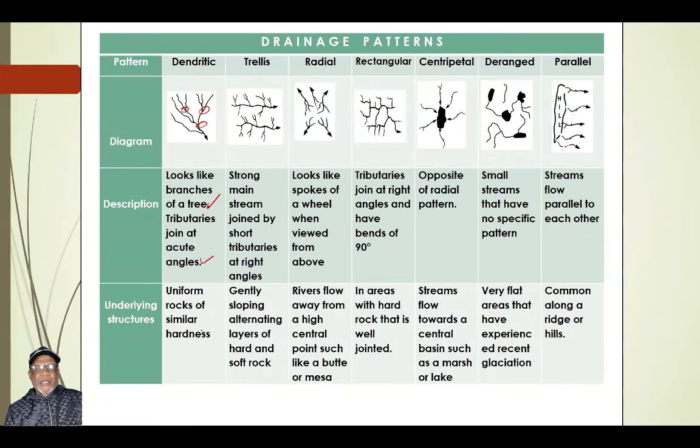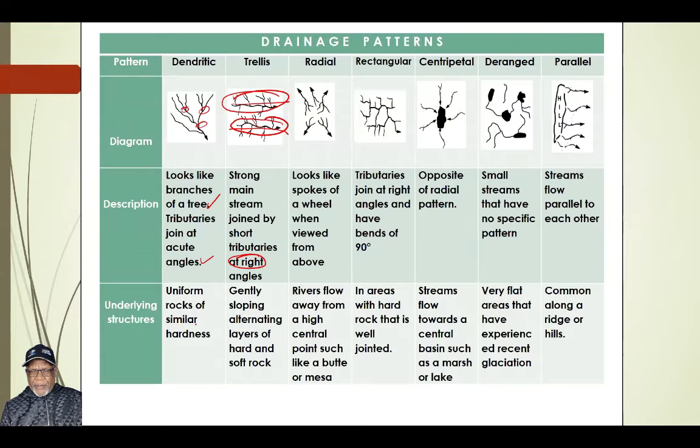We have trellis pattern or trellised pattern, depends on how you want to pronounce it. Now, this is your mainstream. This is your other mainstream. So what do you see there? The mainstreams are flowing parallel to each other. What you can see as well is that instead of acute angles, now the tributaries join the mainstream at a right angle. And you can also see the tributaries are shorter.